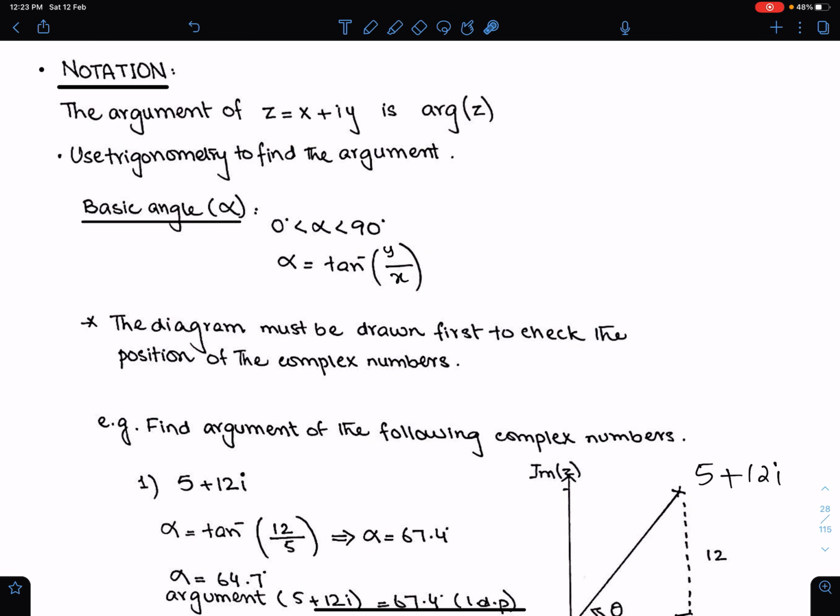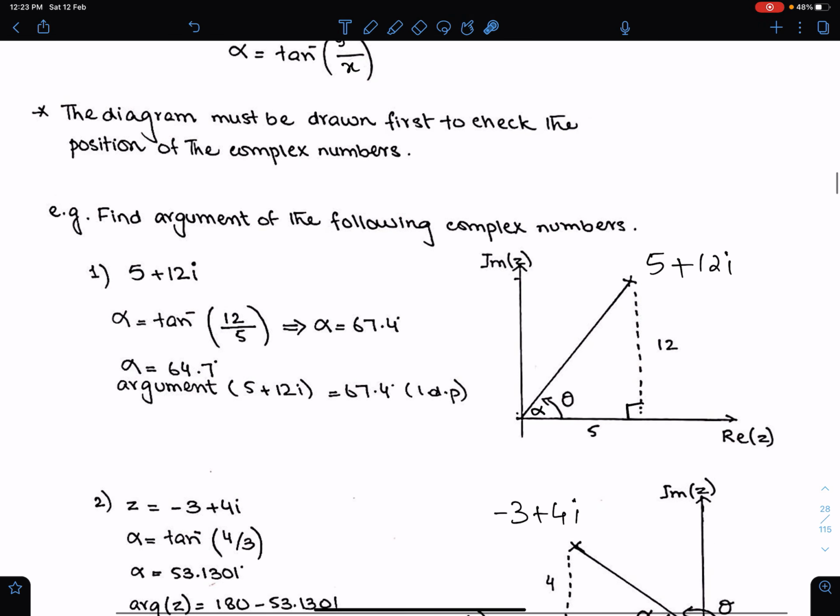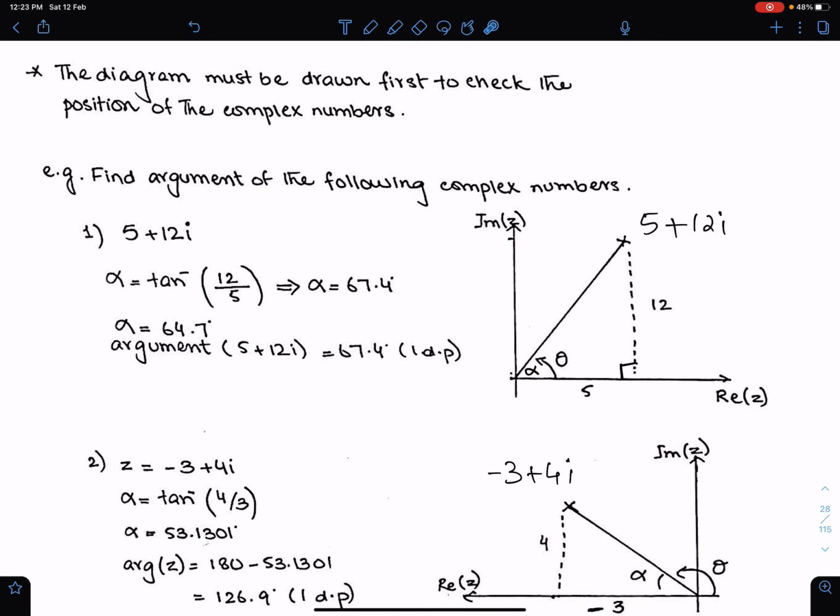One very important thing, the diagram must be drawn first to check the position of the complex number. So while working for the argument of any complex number, make sure you first sketch the rough diagram. You first sketch the complex number on Argand diagram. We can understand this thing through this example.